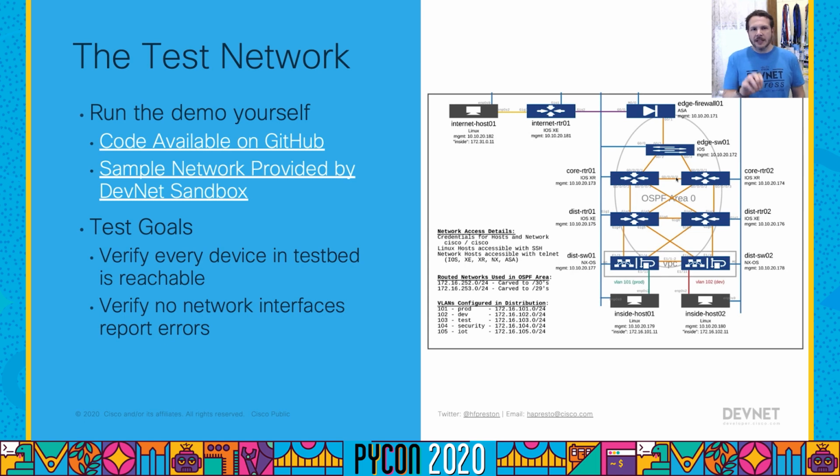Now our goals for the test job that we're going to run, step 1. We want to verify that each and every device inside of this testbed is reachable. That's our first test. Can we talk to all of our switches, routers, firewalls, and other devices?